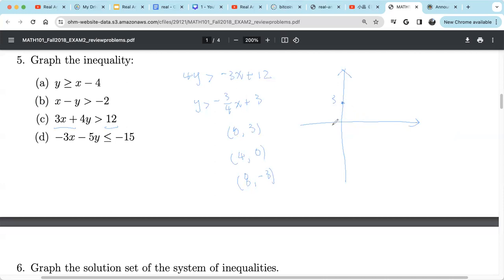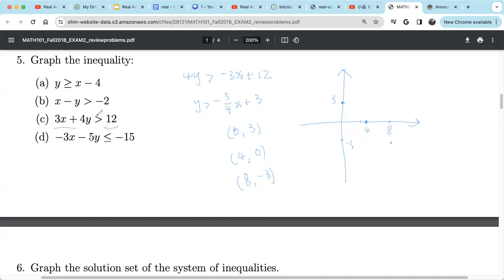0 comma 3 here, and 4 comma 0. So this is about 3, 4 here. 4 comma 0. Then if this is 4, number 8 is probably somewhere here. So this is 4, this is 8. Negative 3, negative 3 is here. So we have a point somewhere here. Yes, you will see these 3 points lined up, right?